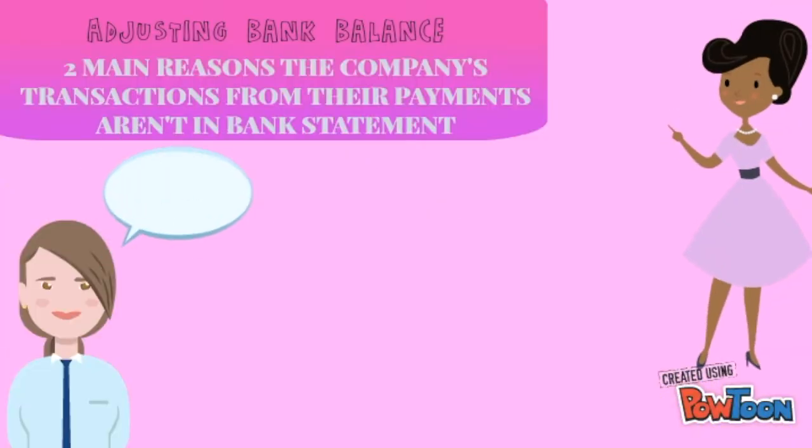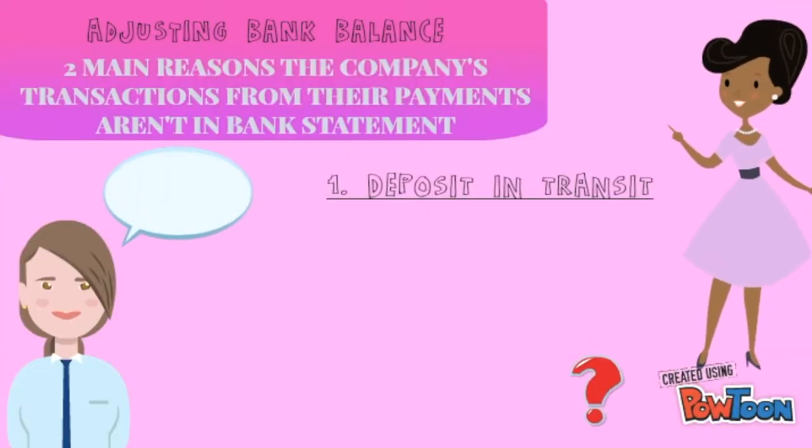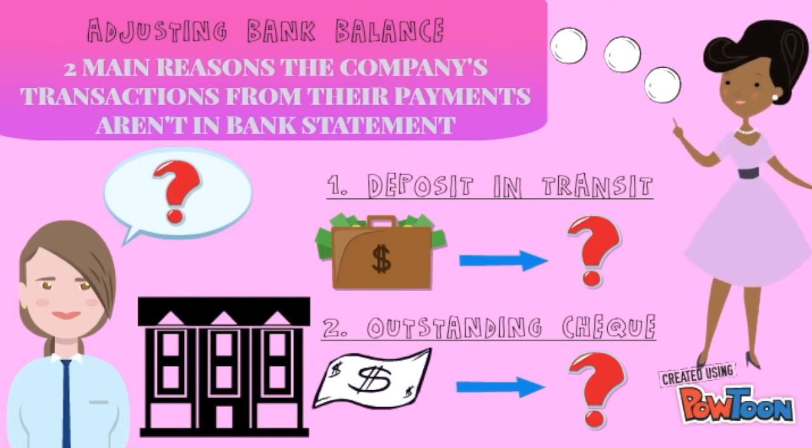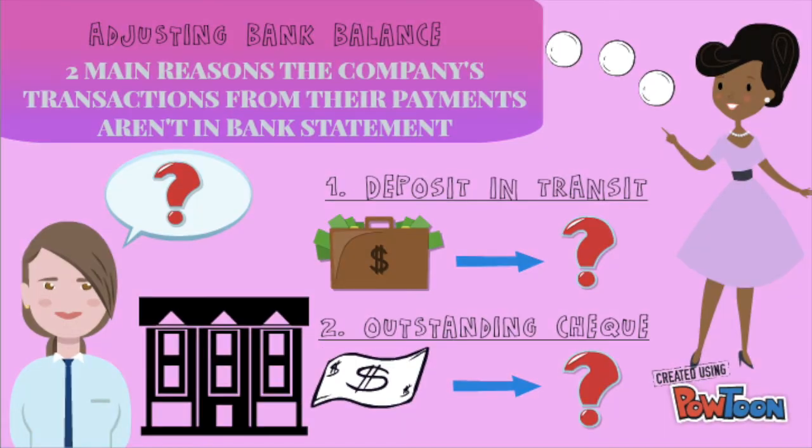Adjusting the bank balance. So there are two main reasons the company's transactions from their payments aren't in the bank statement. So firstly, a deposit in transit. So this is when a deposit is made by a customer but doesn't appear on the bank statement. Therefore, the cash has not cleared the bank as of the statement date. Therefore, deposits in transit are added to the bank's cash balance.